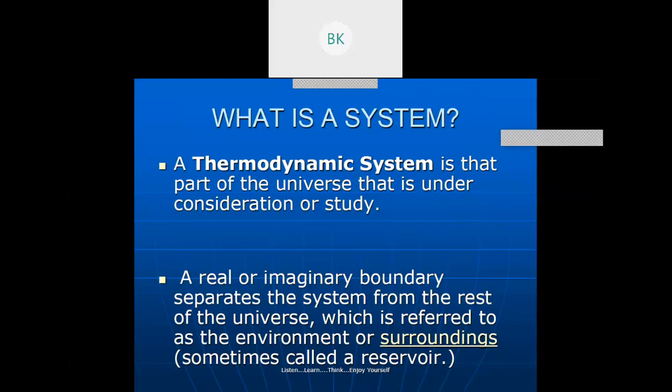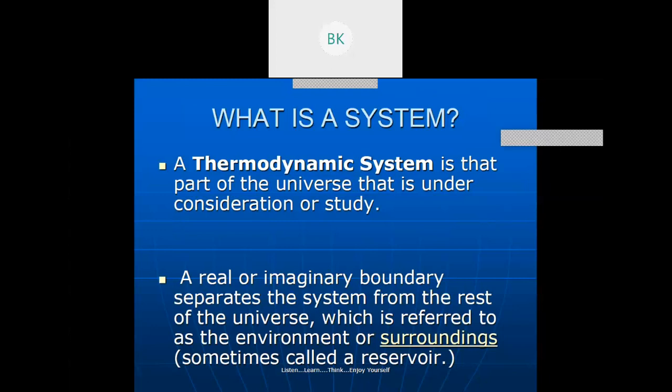So thermodynamic system is what? It is the part of the universe that is under consideration or the study. So already मैंने ये simplification में already बोला हुआ था कि system मतलब क्या है कि जो भी area है, जो भी part है, part of the universe which is under consideration, or what I can say the study. So that is nothing but the thermodynamic system.